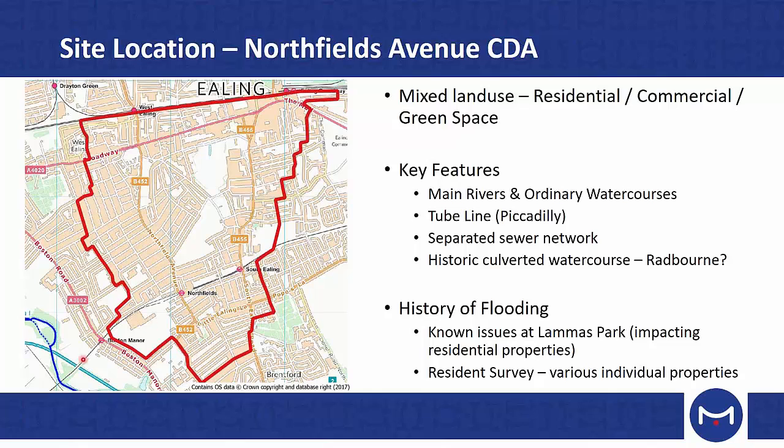Similar to Perivale, there's a tube line that runs through the southern part of it, the Piccadilly line, on a combination of embankments and a cutting, so that obviously influences the overall flow paths. Again, similar to Perivale, a fully separated sewer network, and the catchment possibly follows a historic watercourse potentially called the Radbourne. We know this because there are several roads at the bottom part of the catchment that refer to this as a potential name.